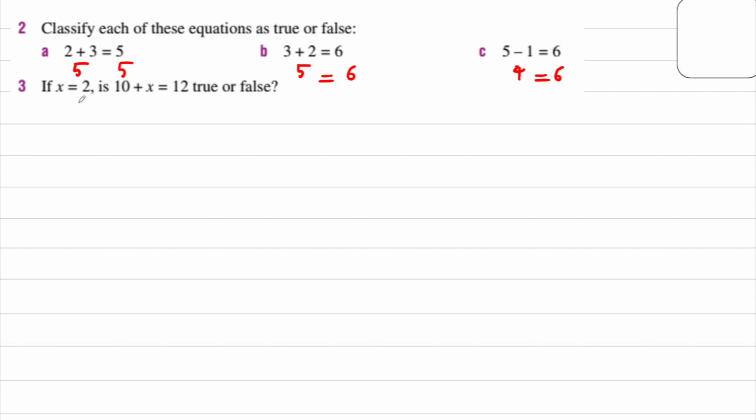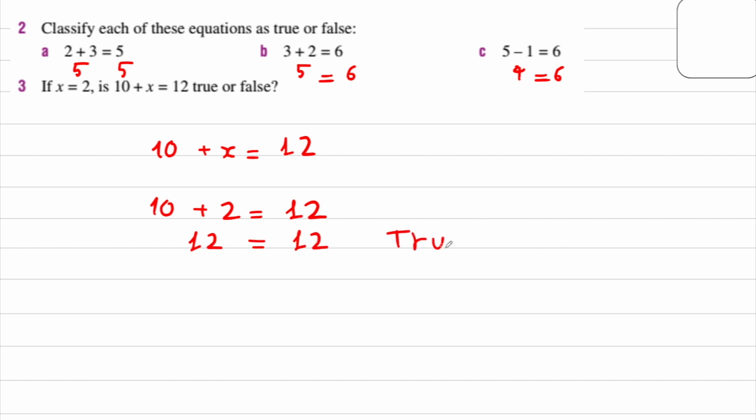Question 3. If x equal to 2, 8 plus 10 equal to 12, true or false? Okay, so say subtraction. You got 8 plus x equal to 12, and x equal to 2, so that's why you got here 12 equal to 12, so here is true. Of course, that's quite easy, right?